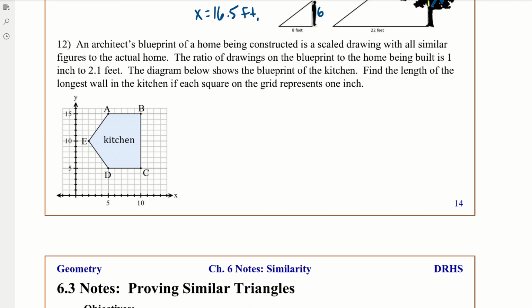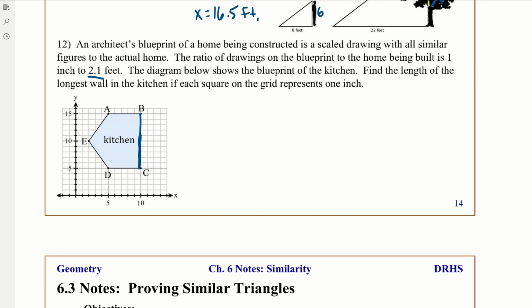That is the weirdest shaped kitchen I've ever seen. Okay, a home being constructed is a scale drawing with all similar figures to the actual home. That's how scales work, okay? The ratio of drawings on the blueprint to the home being built is 1 inch to 2.1 feet. 1 inch is 2.1 feet. That is your scale factor, okay? The diagram below shows the blueprint of the kitchen. Find the length of the longest wall in the kitchen if each square on the grid represents 1 inch.